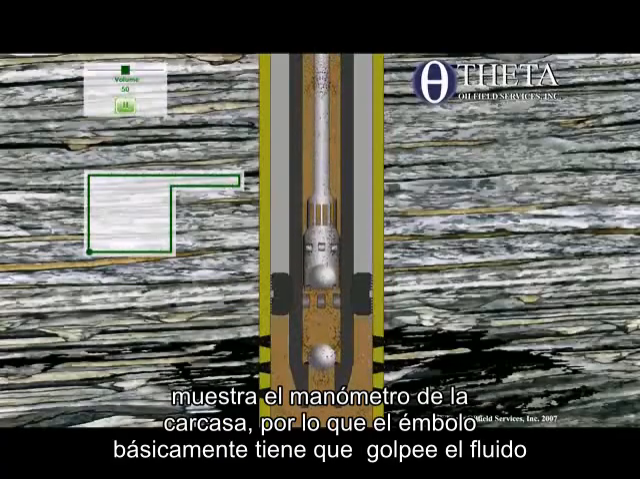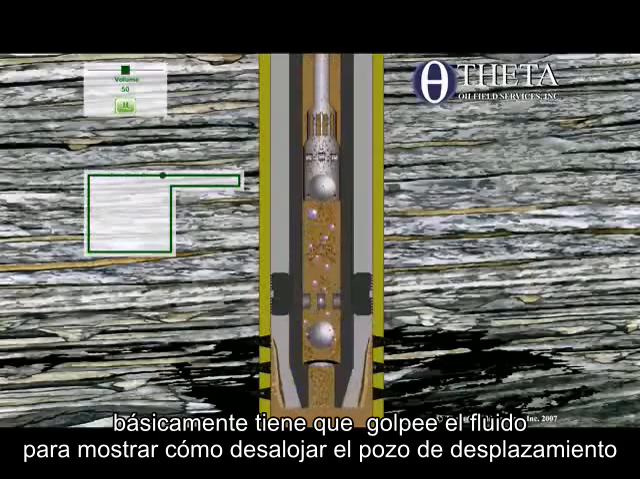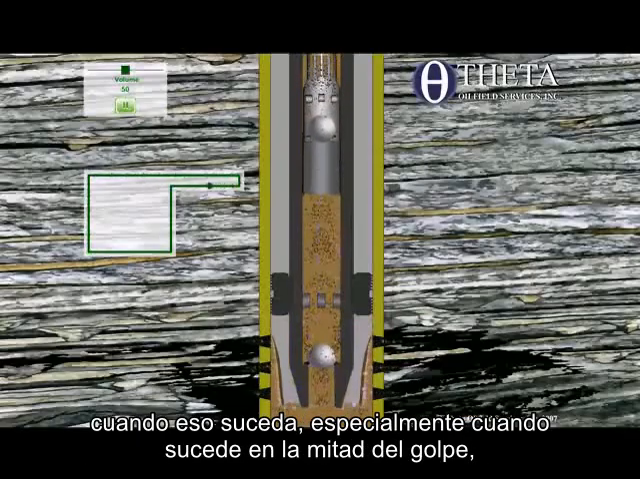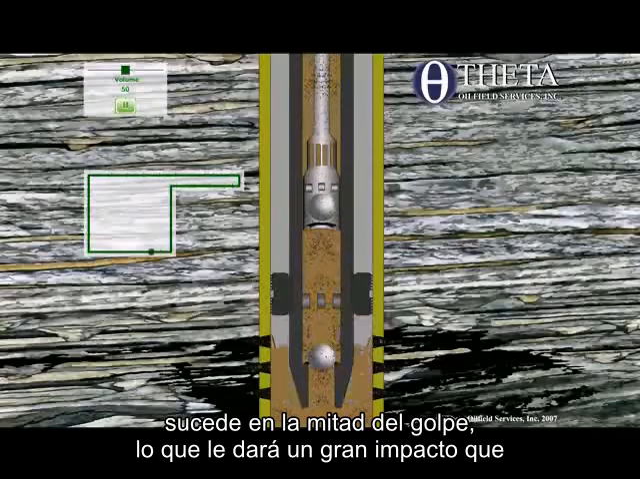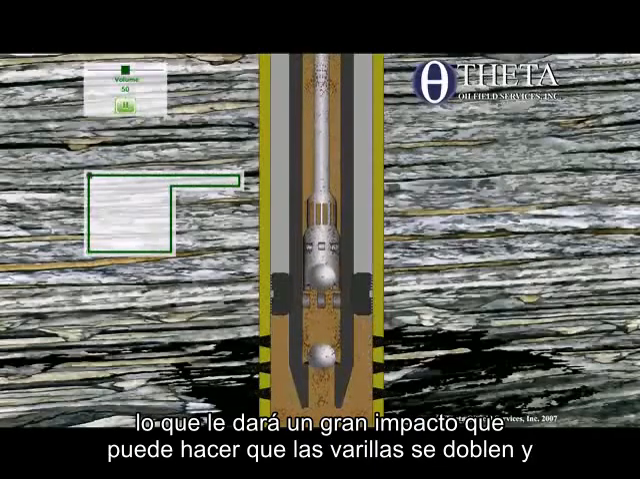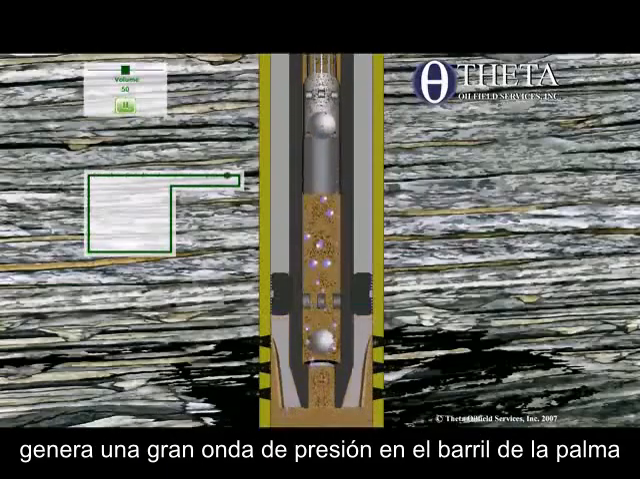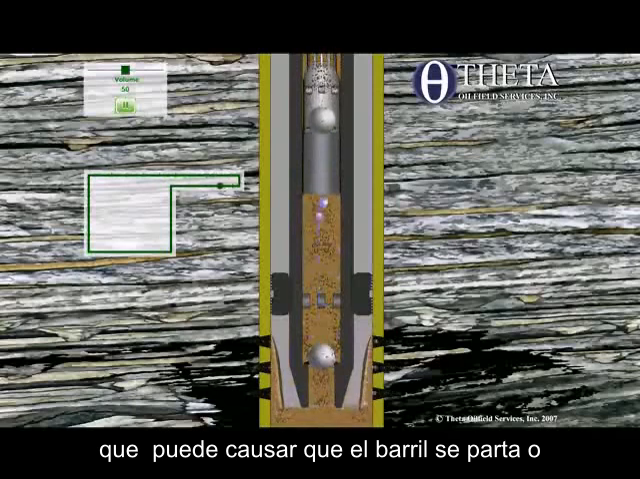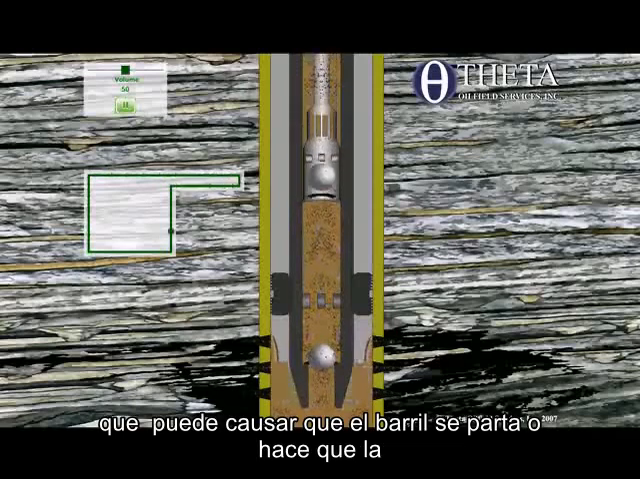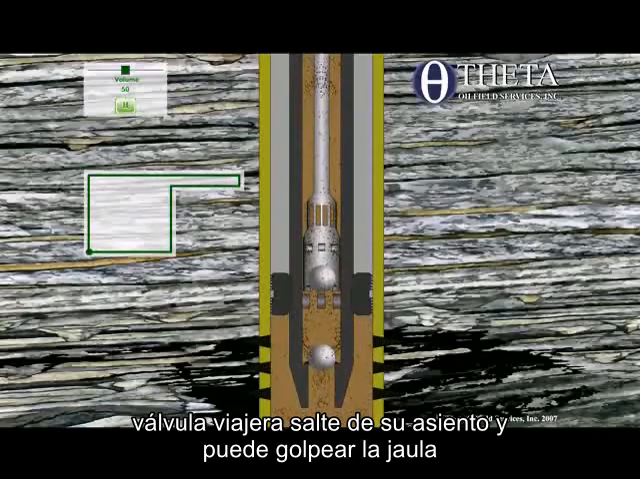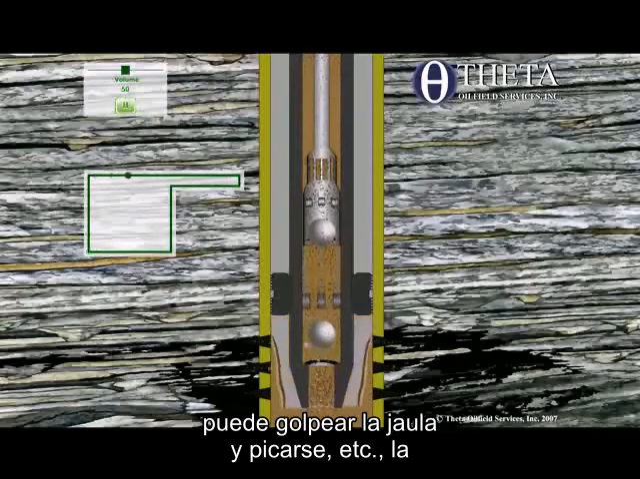So the plunger basically has to hit the fluid to unseat the traveling valve. When that happens, especially in the middle of the stroke, that will give you a large impact, which can cause the rods to buckle, and it puts a big pressure wave in the pump barrel, which can cause a barrel split, or it makes the traveling valve jump off its seat and it can hit the cage and get pitted and so forth.